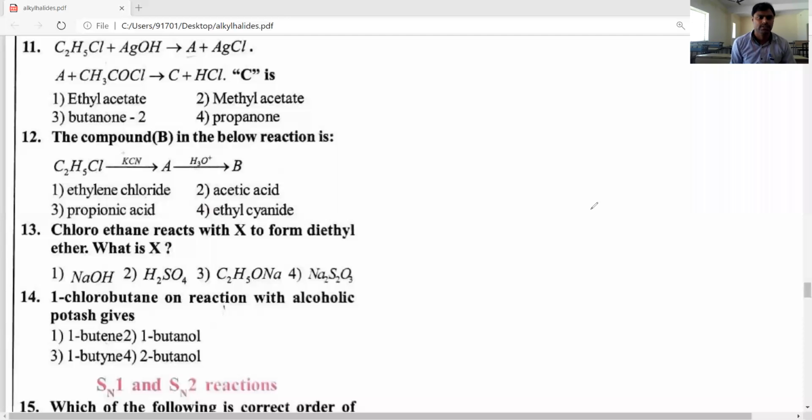See, AgOH. What is the product they asked? Ethyl chloride treated with AgOH. Then the product is... 11th question. CH3 bond CH2 bond Cl treated with AgOH or moist silver oxide.